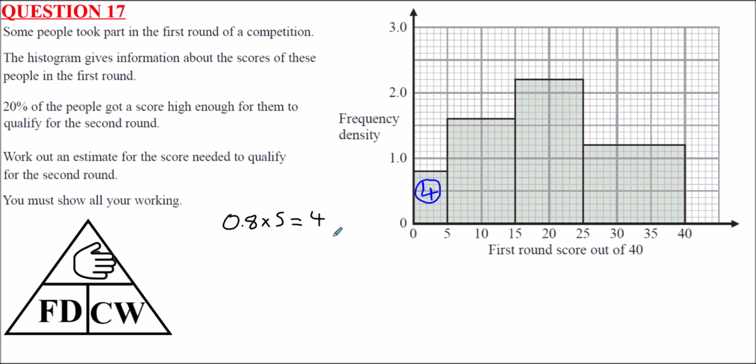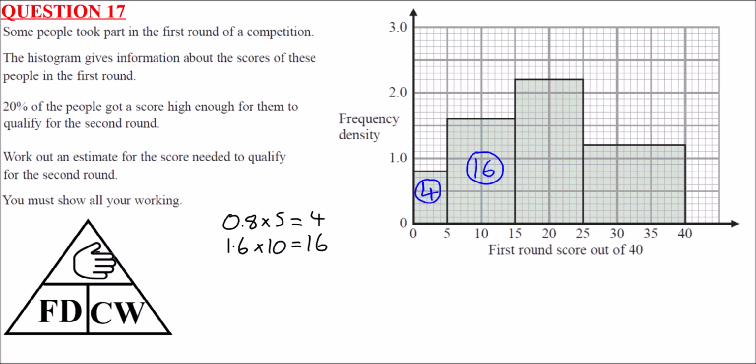The second one, we need to show this because of our working as well. This frequency density is 1.6. The class width from 5 to 15 is 10. So the second bar represents 1.6 times 10, which is 16 people.